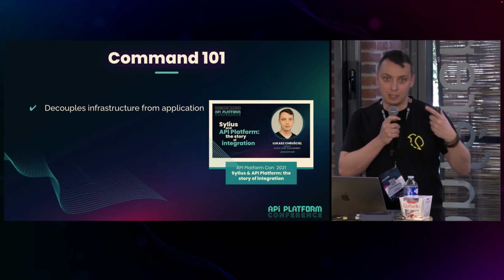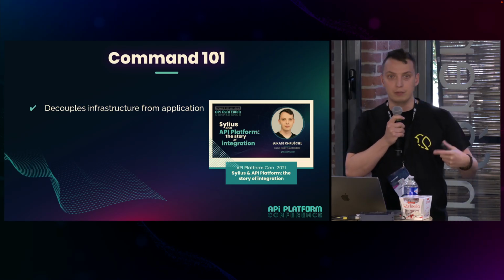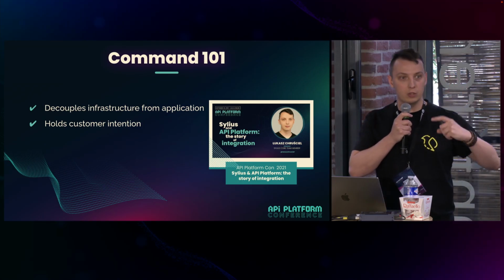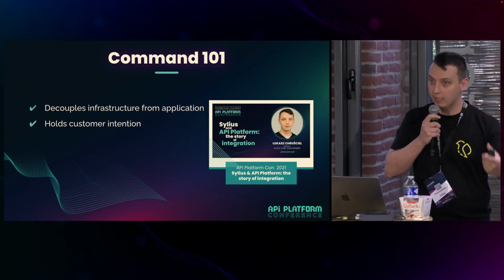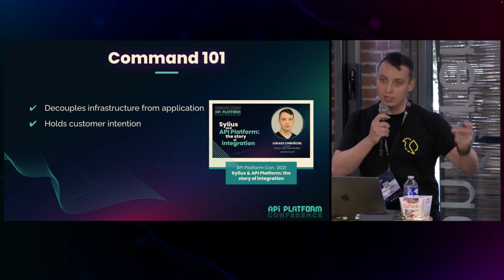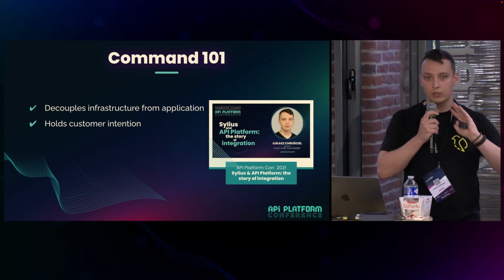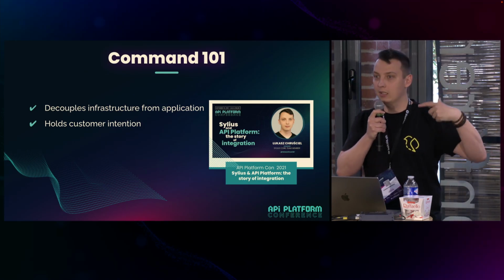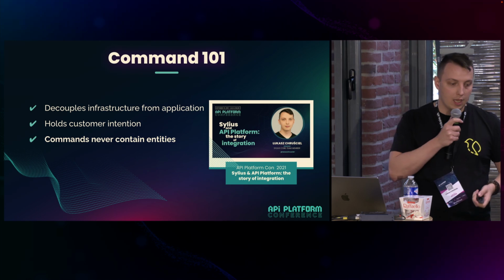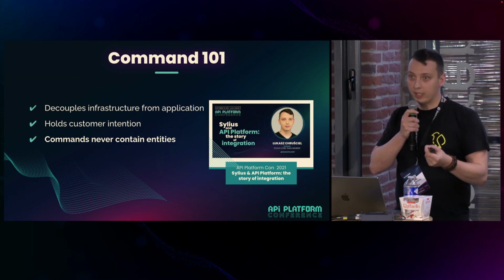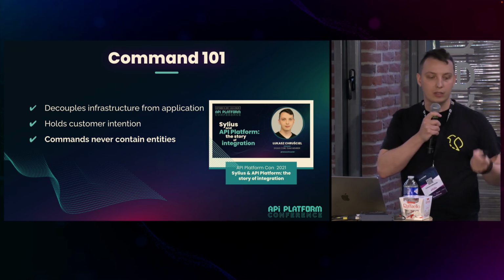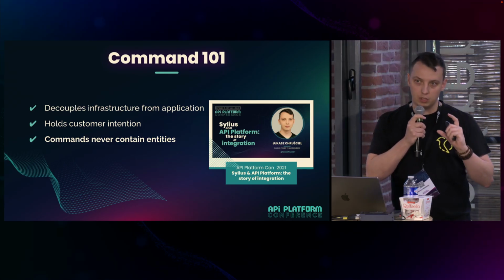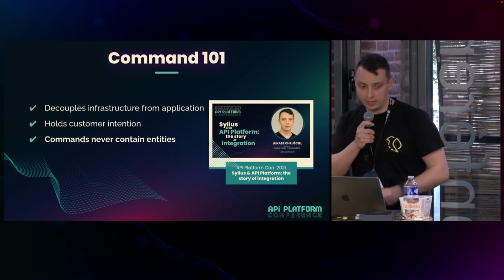So the commands are meant in Sylius to decouple infrastructure from application. That means that they hold the customer's intention. So if the customer does something with the cart, picks it up, adds something to the cart, we are transforming it into commands. Commands are dispatched to Sylius, and then Sylius can handle that logic on its own. And for our case, it's really important that commands never contain any entities. So commands are always simple DTOs that can be serialized and put to the database.